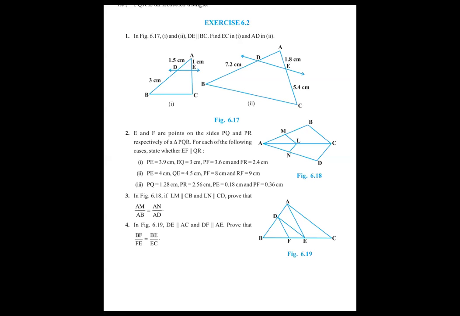So exercise 6.2. In the first question, you have to apply the basic proportionality theorem. We have to find the value of EC. So you have to use the formula AD by DB is equal to AE by EC. Put everything in this formula and find EC. This is given parallel. Find out EC and write in the chat box.